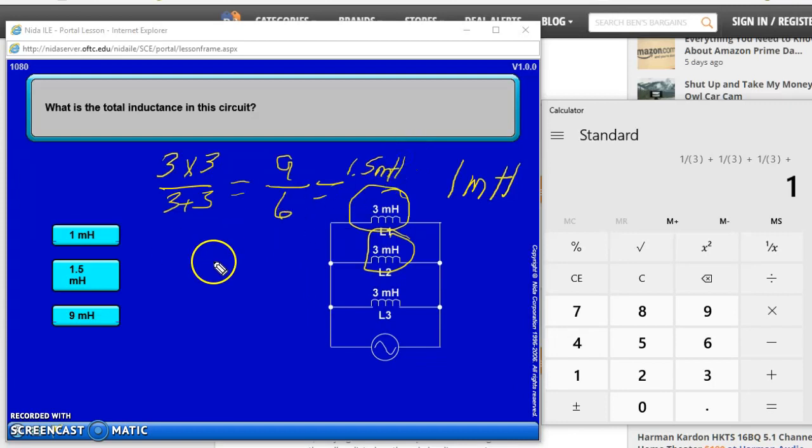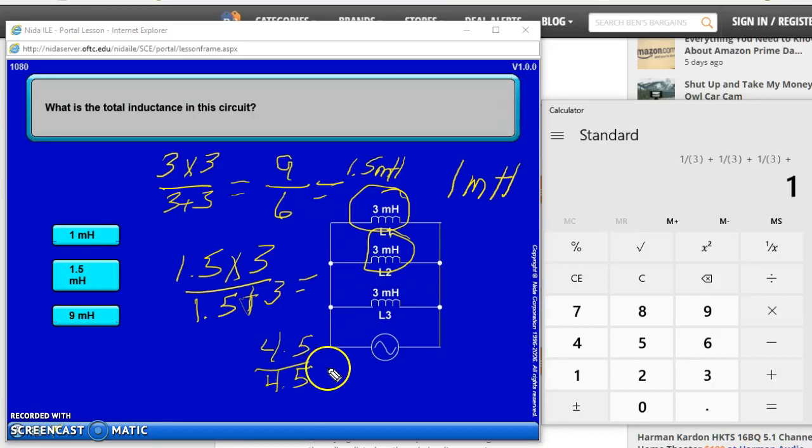So now I have to do that value for L1 and L2. I have to say 1.5 times 3 over 1.5 plus 3. So 3 times 1.5 is 4.5, and 1.5 added to 3 is 4.5. Any number over itself equals 1. And we came up with the same answer using product over sum.